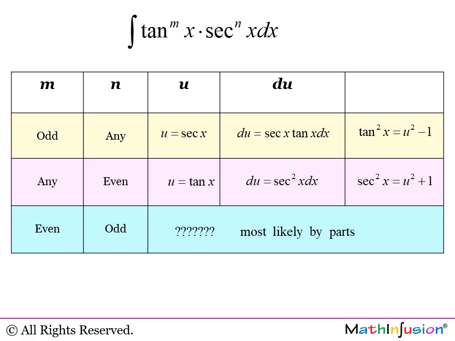To understand that, let's see. First of all, let's start with the case that n is odd. If n is odd and m is even, then if I take secant to the power of 2x dx, the exponent of the secant x is still going to be odd, which is bad because I cannot take the other du to be secant x tangent x dx because the exponent of the tangent is even, so if I take one exponent out of that, it is odd.